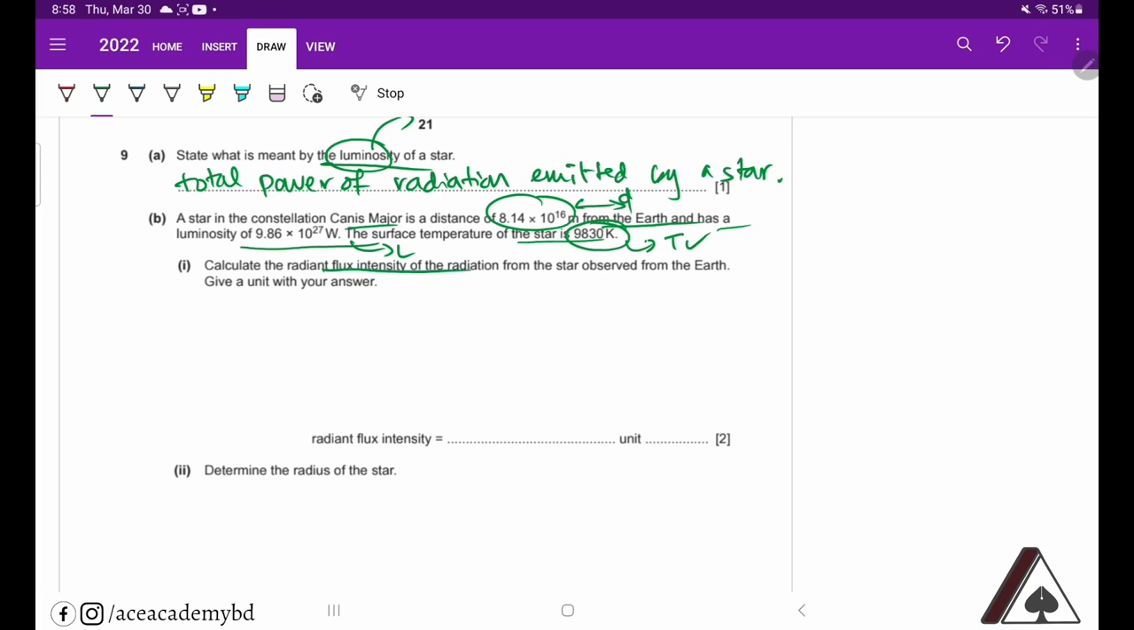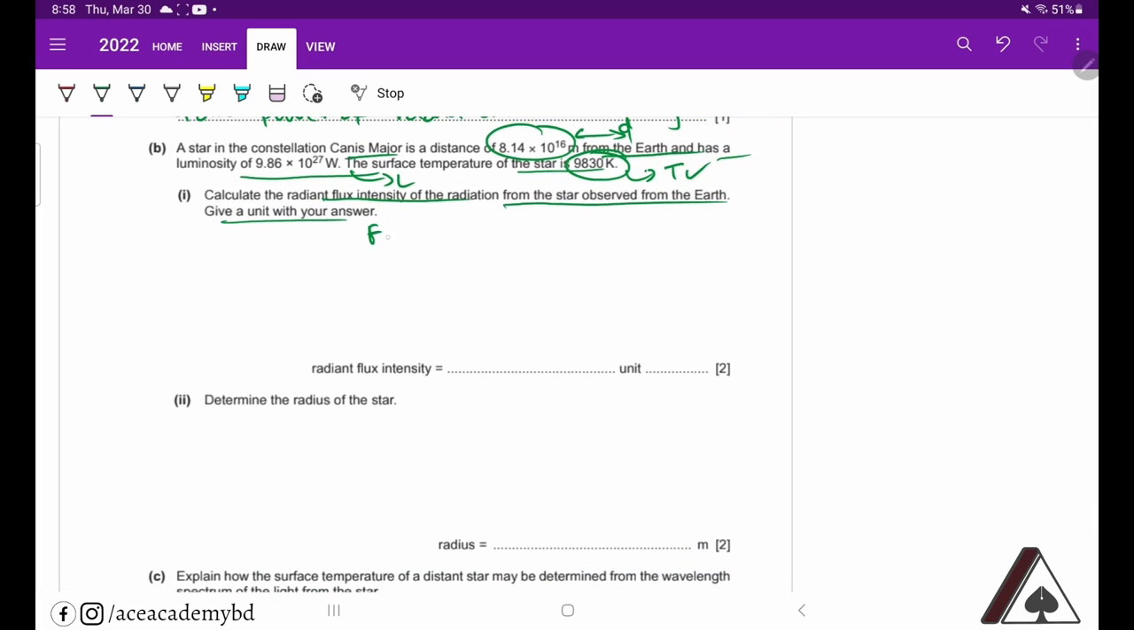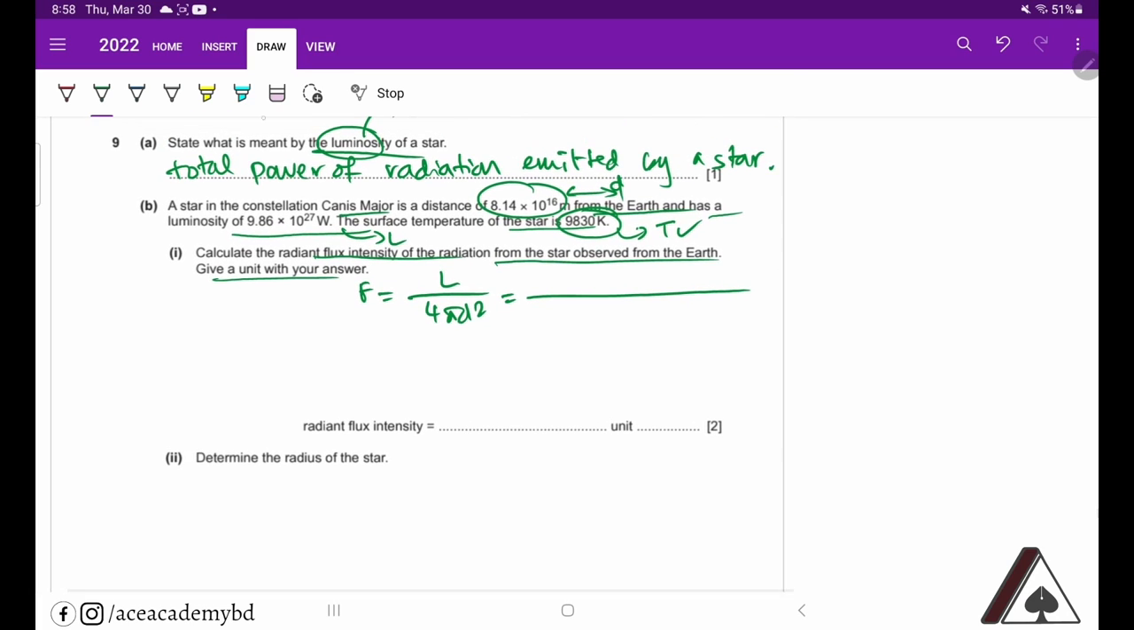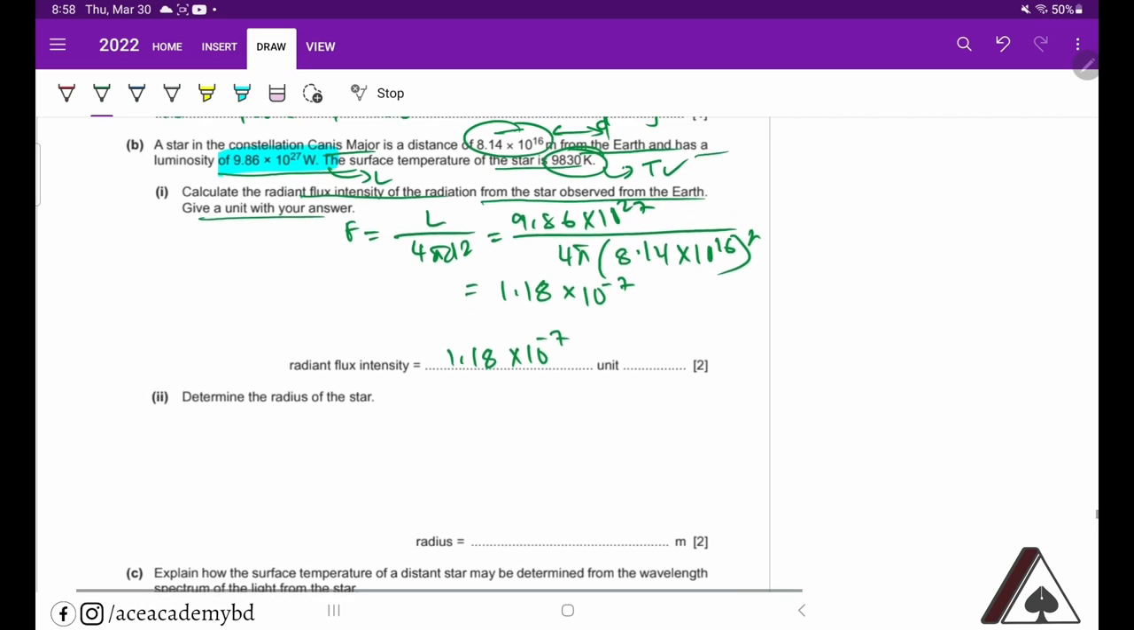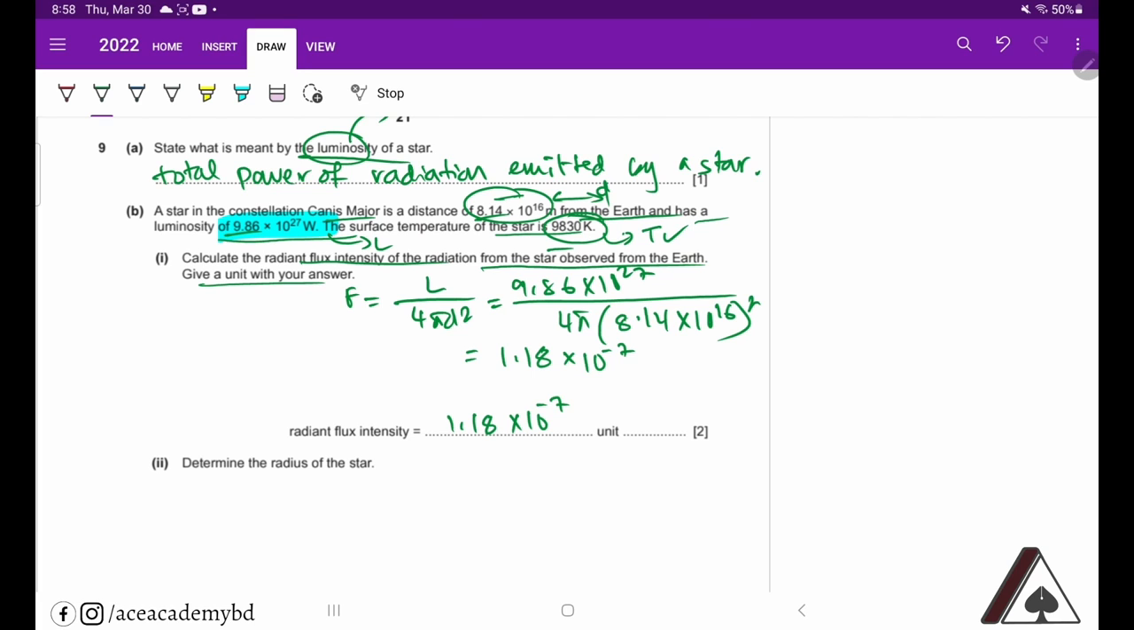First part says, calculate the radiant flux intensity of radiation from the star observed from the Earth. Give your answer with a unit. So we know radiant flux intensity F equals luminosity divided by 4 pi D squared. Luminosity is 9.86 times 10 to the power 27, and 4 pi, and D is the separation, which is 8.14 times 10 to the power 16, squared. If you input this on your calculator, you're going to get an answer of 1.18 times 10 to the power minus 7. Since all of these are three significant figures, our answer is also in three significant figures.